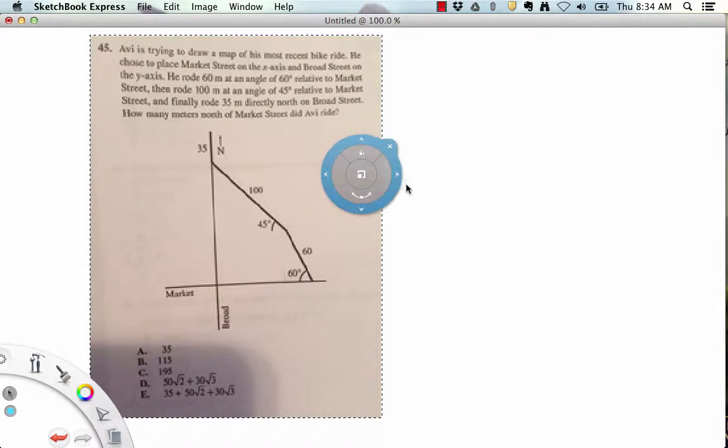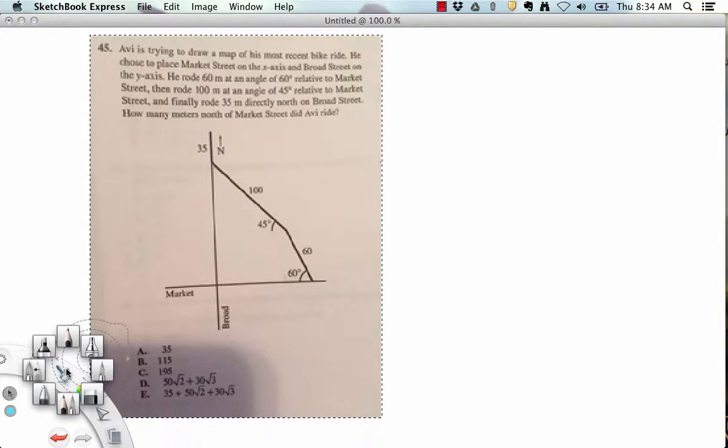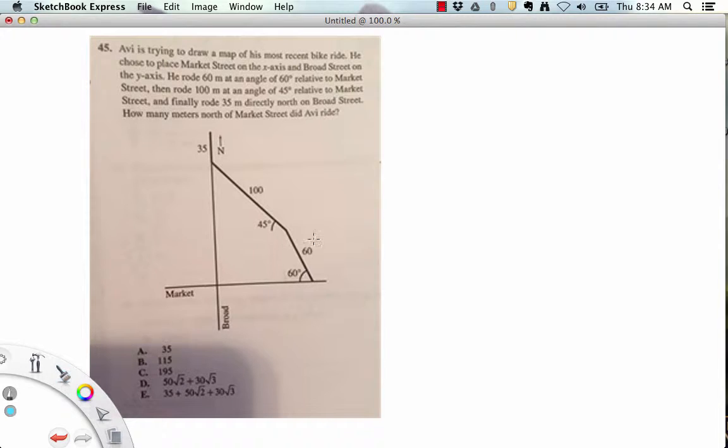Okay, so our first problem here is kind of an application of trigonometry. We want to read the problem carefully. Avi is trying to draw a map of his most recent bike ride. He chose to place Market Street on the x-axis, Broad Street on the y-axis. I'm going to check. Oh, okay, so they're just matching the picture here. He rode 60 meters at an angle of 60 degrees relative to Market Street.